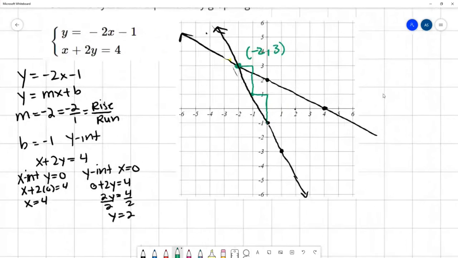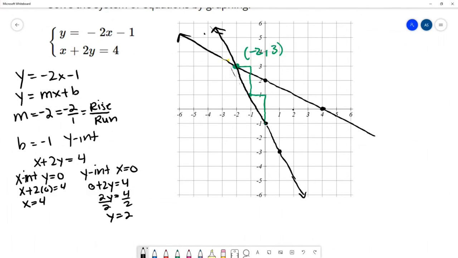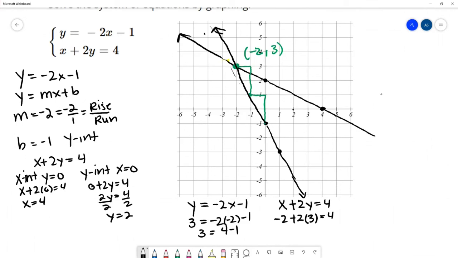I can verify, and I do that by substituting that ordered pair into each equation. So if I substitute that ordered pair into y equals -2x minus 1, I would get 3 equals -2 times -2 minus 1. -2 times -2 is 4, minus 1 is 3. So that is a solution to the first equation. And let's check the other one. x plus 2y equals 4. That's -2 plus 2 times 3 equals 4. -2 plus 6 equals 4. That's also true. So we have the solution to this system being -2, 3.